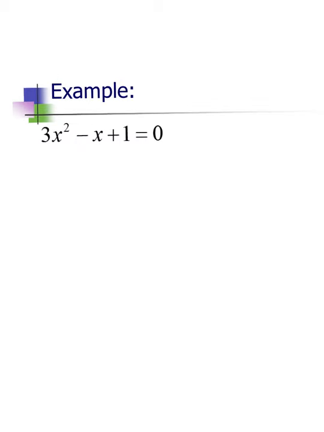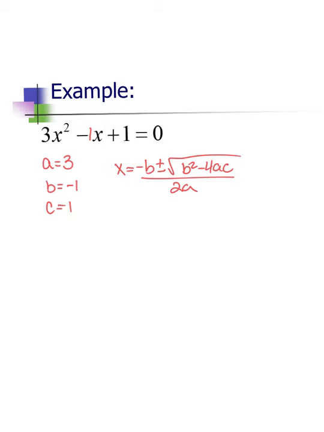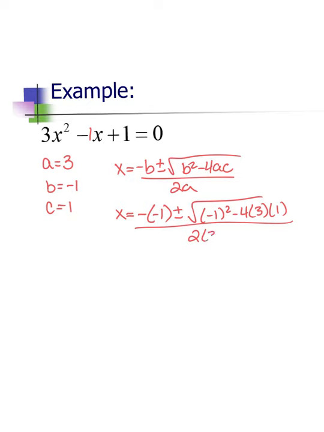Okay, the next example. First thing I want to do is check, is it equal to 0? It is. So off to the side, I'm going to list my a, my b, in this case, don't be fooled, it's really negative 1, and my c, which is positive 1. We're going to write down the formula. The more you write it, the better chance you have of accidentally memorizing it. Now we're going to plug in our values. So I have negative b, that's negative negative 1, plus or minus negative 1 squared minus 4, 3, 1, over 2 times 3.